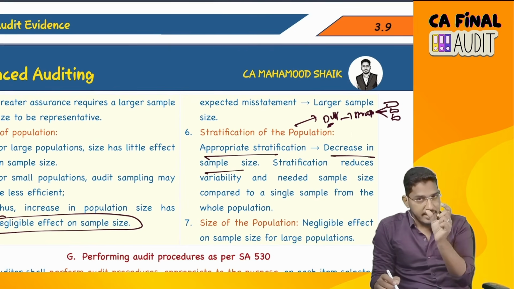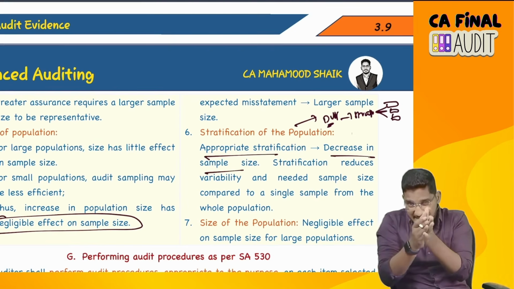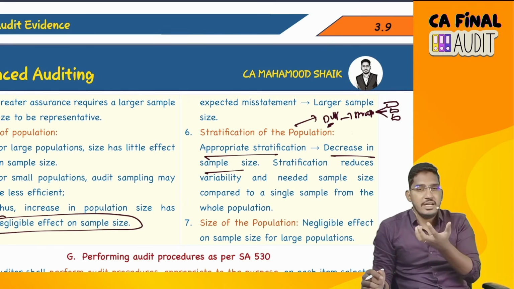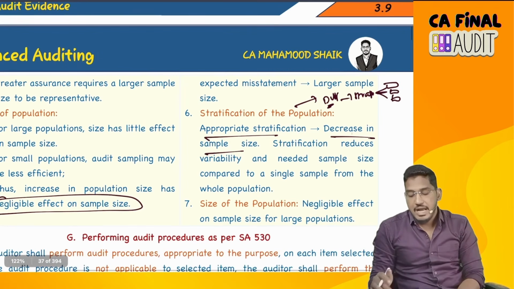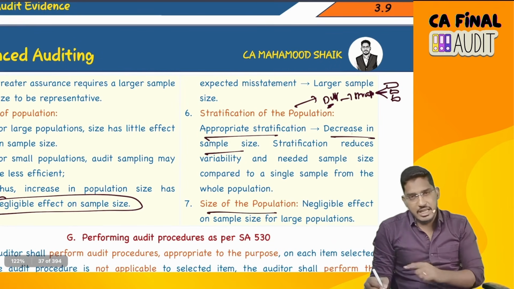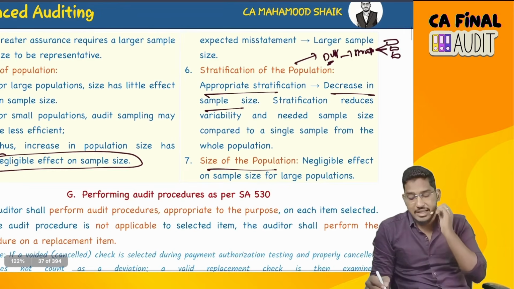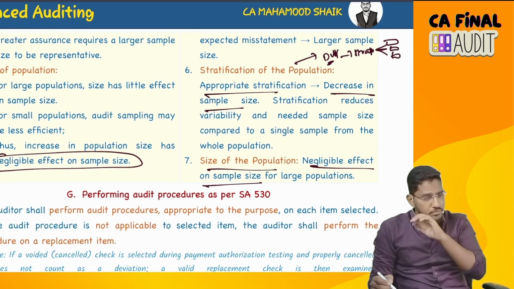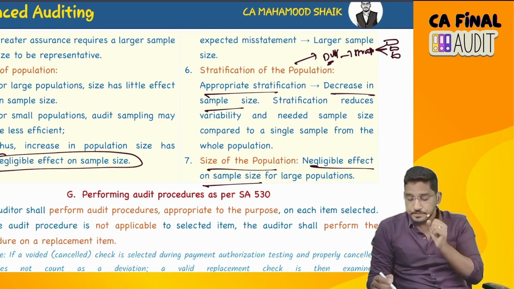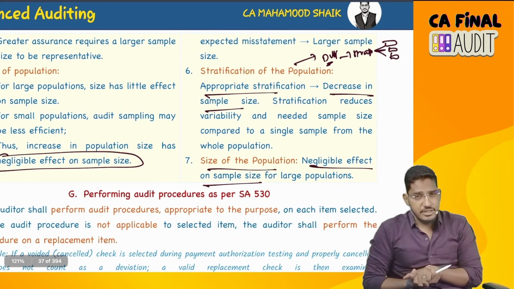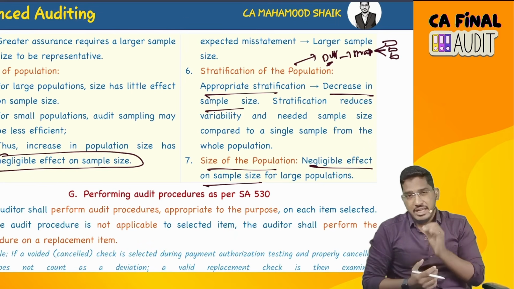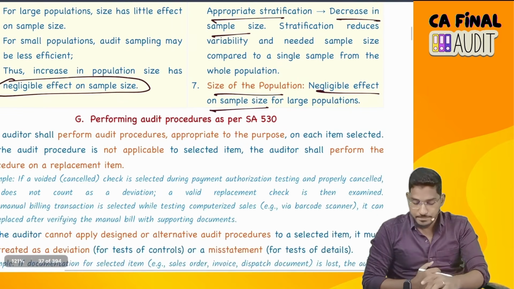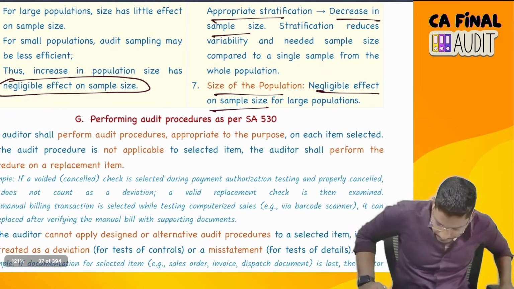If you are able to properly segregate the data, a smaller sample size will be required. If you are unable to segregate the data, you need more sample size. And here also, size of the population, like they have told for test of controls, here also they are saying that size of the population will have a negligible effect. Both for test of controls and for test of details, the size of the population will have a very minimal effect on the sample size. Clear?